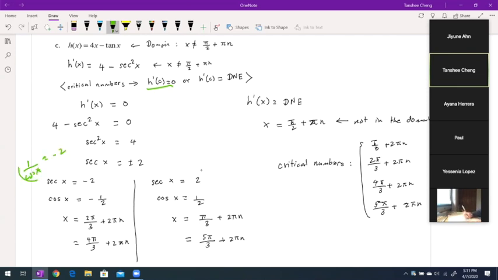So when I reciprocate the left-hand side, that will give me cosine. If I reciprocate the left-hand side, I also need to reciprocate the right-hand side. That's how I got cosine x is equal to negative 1/2. So from here, now I'm going to have to find out what measurements of angles of cosine will give me negative half.